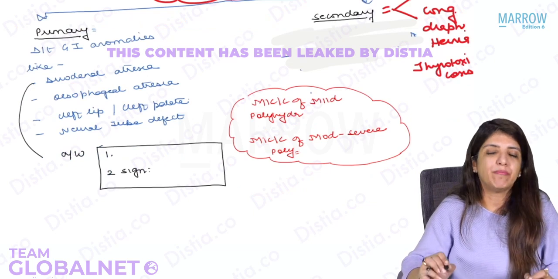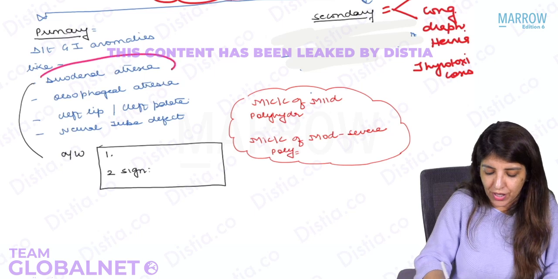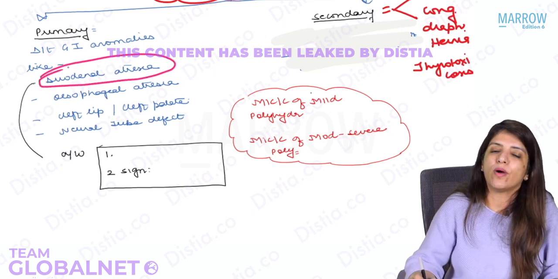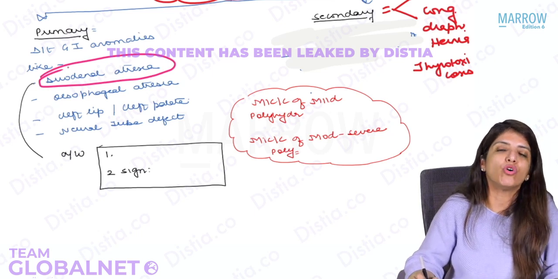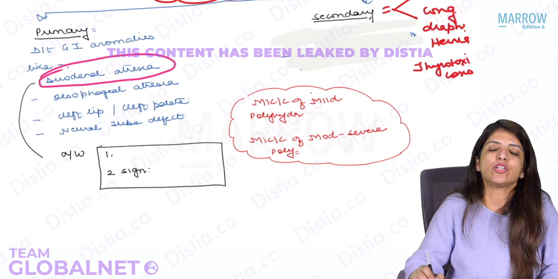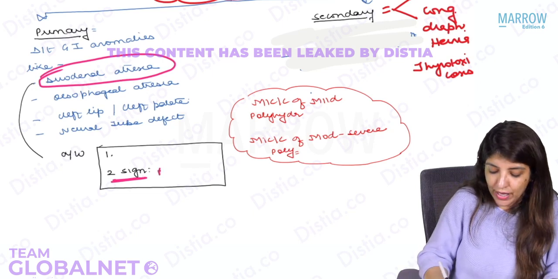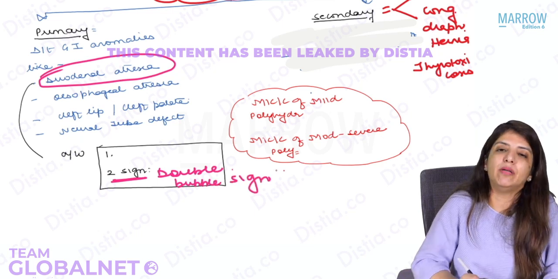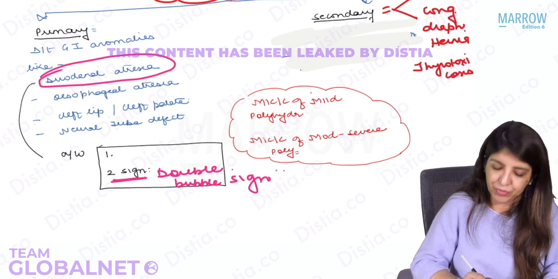Now, let me integrate OBS and surgery for you over here. Duodenal atresia, Dr. Rohan must have taught you, right? And he must have taught you what is the most common sign which you get on duodenal atresia when you do an ultrasound. What sign do you get in duodenal atresia? You get a double bubble sign. Double bubble sign, a bubble related to the stomach and a bubble related to the duodenum, right?